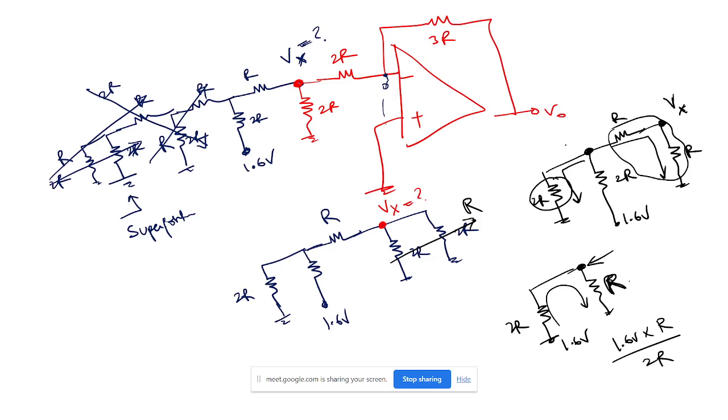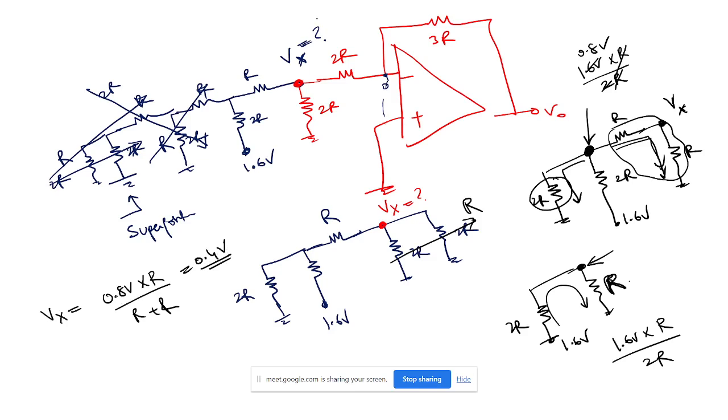Are you getting it? So what I found is 1.6 volt into R divided by 2R. This is what I got. Now from this I can find what is Vx, right? What is this actually? 0.8 volt. So Vx is 0.8 volt into R divided by R plus R, correct? Because these two are in series anyways. Finally, you found this voltage. Now you are finding Vx, right? So you found this as 0.4 volt.